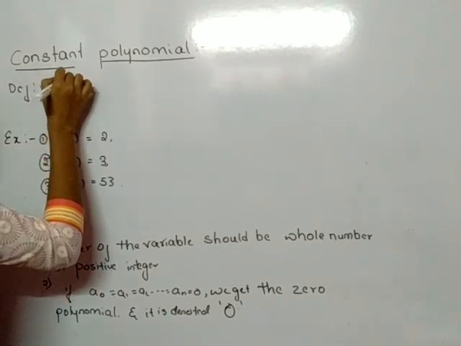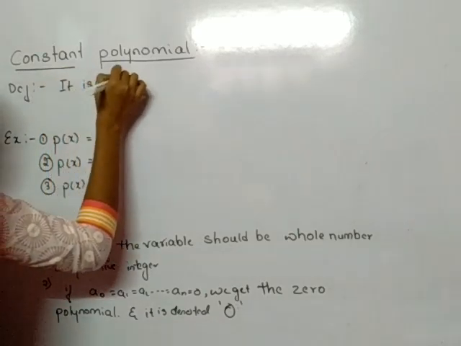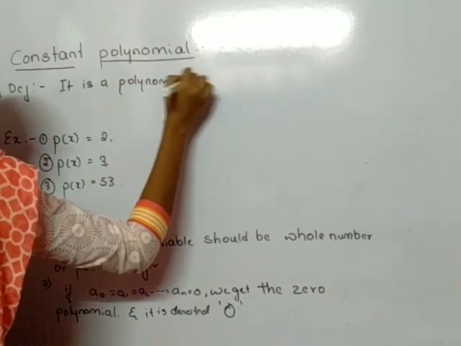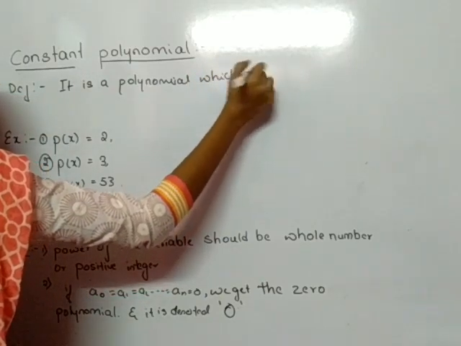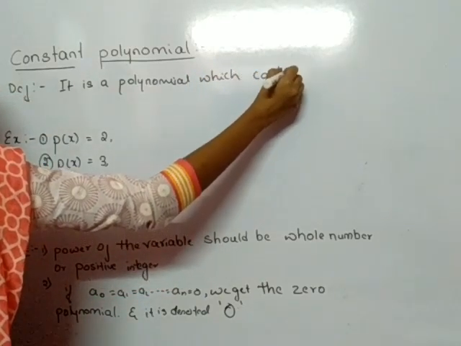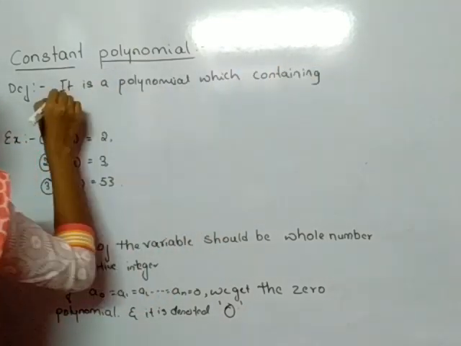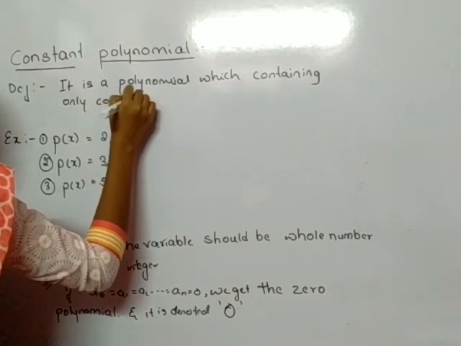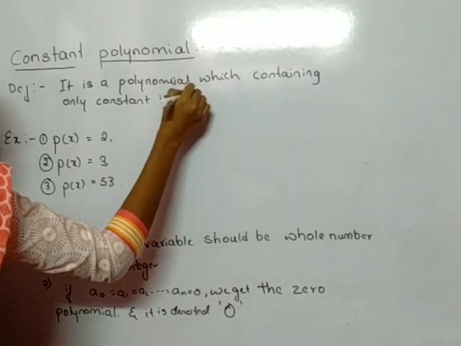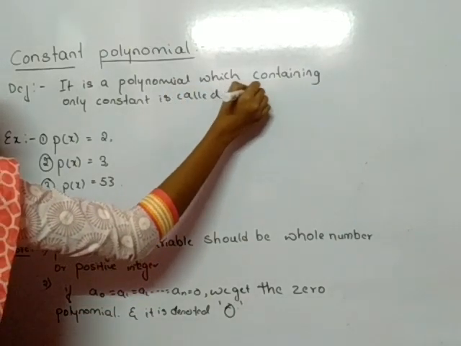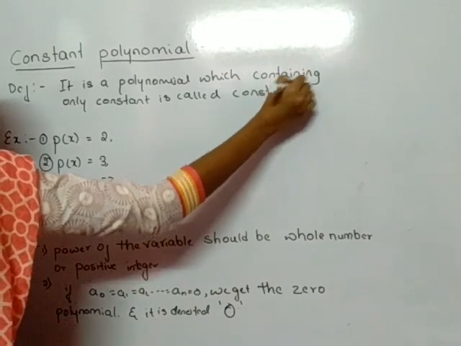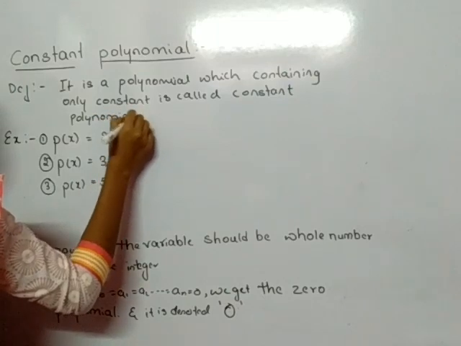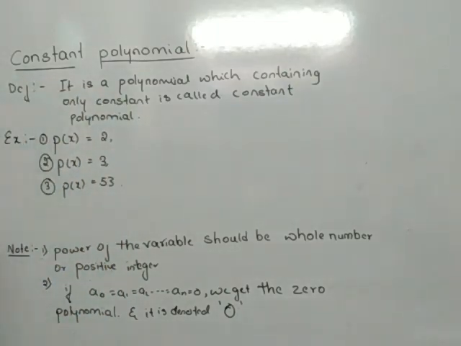It is a polynomial which contains only constants. This is called a constant polynomial. Right? This is about the constant polynomial.